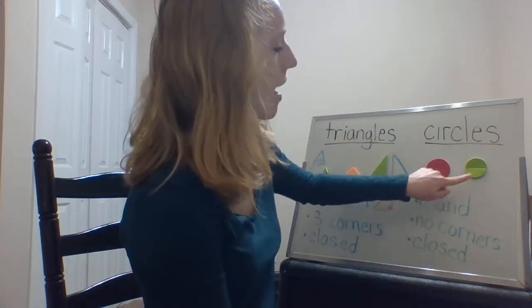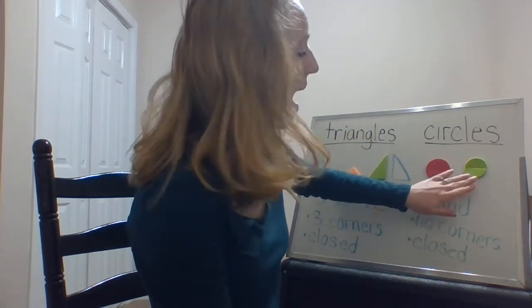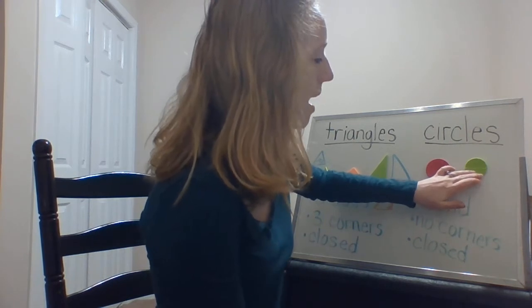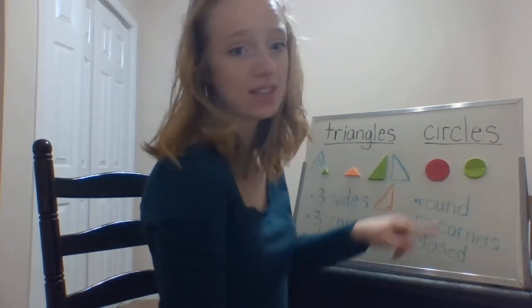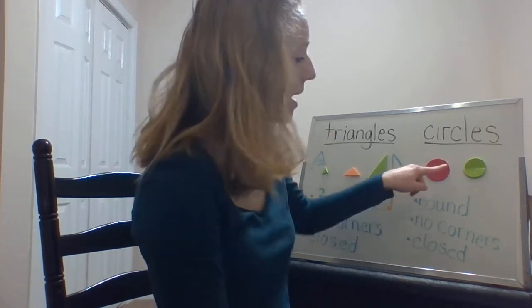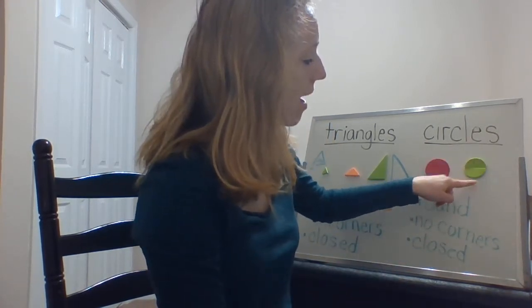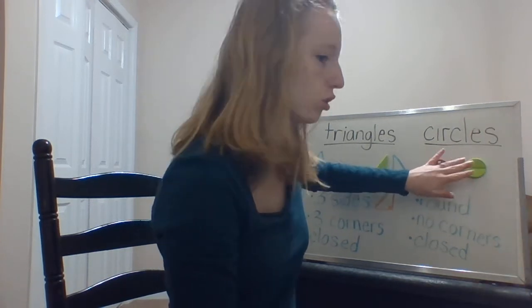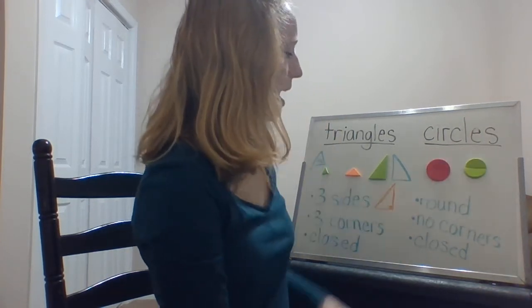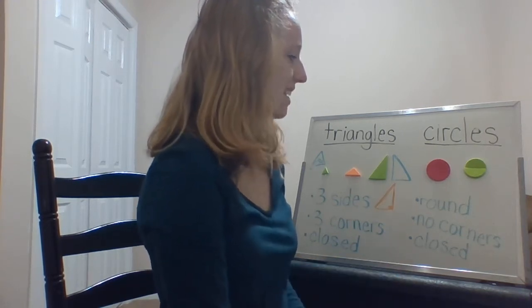And for this circle that I have, I used 2 half circles. We've talked about half circles because we get into a half circle shape when we do math sometimes, when I say we're going to get in a rainbow. But if you put 2 halves of a circle together, it makes 1 circle. So we know that a circle is round, no corners, and it's closed.